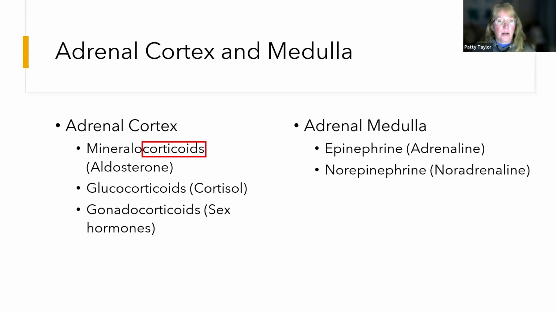And to keep straight what each class regulates, keep in mind this little trick. The mineralocorticoids regulate salt, the glucocorticoids regulate sugar, and the gonadocorticoids regulate sex hormones or sex organs. So just a quick way to keep it straight, salt, sugar, and sex are coming from those three categories. That's what we're regulating.